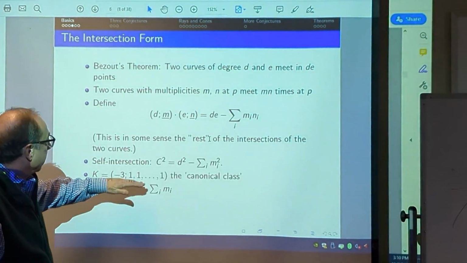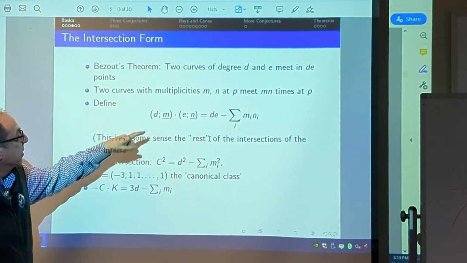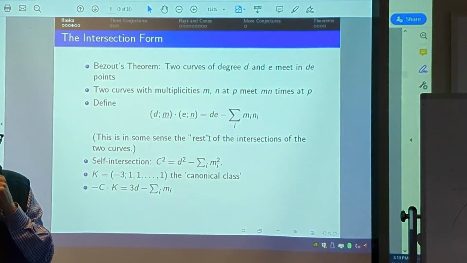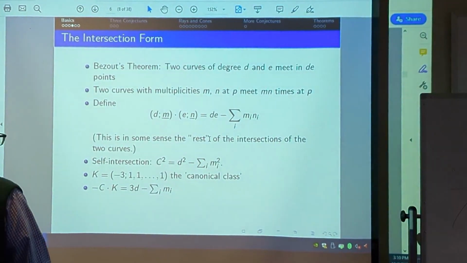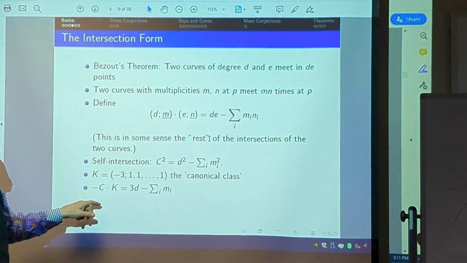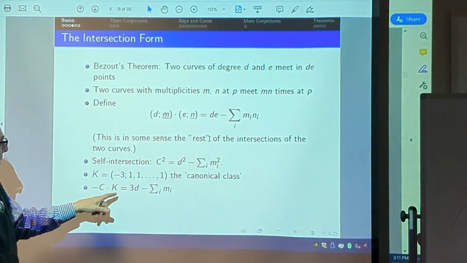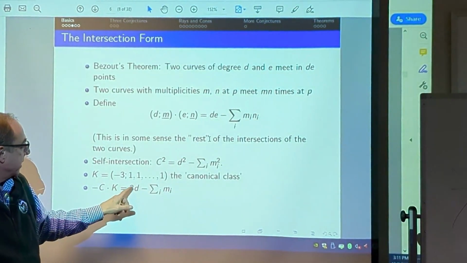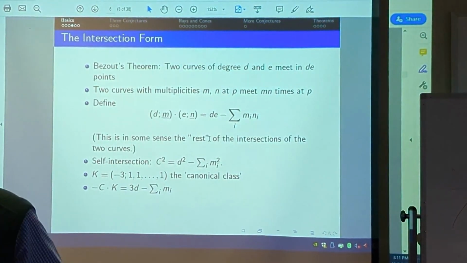If you have a curve C with parameters d and m_i, you can look at its self-intersection, which is the squares there. The canonical class of the projective plane blown up has these parameters. The anti-canonical is degree 3, and it passes once through each of the points. And then if you intersect a curve with parameters d and m_i with the canonical class, or the anti-canonical class, you get this quantity, 3 times d minus the sum of the m_i's, because 1 times m_i is m_i.